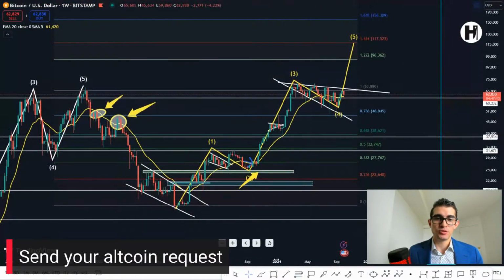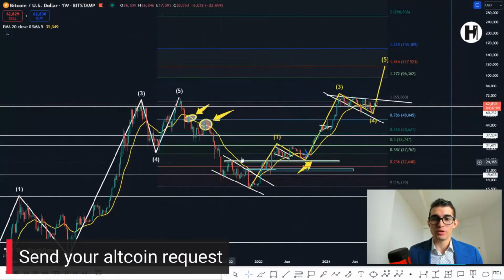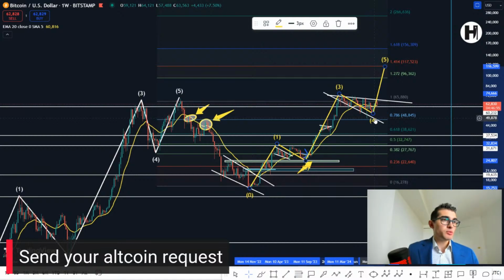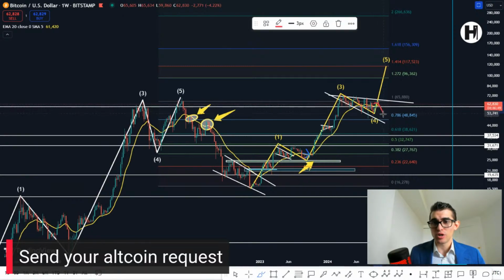If you zoom out and take a look at what we've done, it's always good to zoom out and see what's going on in the grand scheme of things. So we printed our wave 4 here. In my opinion, it's pretty much certified that the September low is our wave 4, unless there's a major crash and we drop below $50,000, then things could go south.